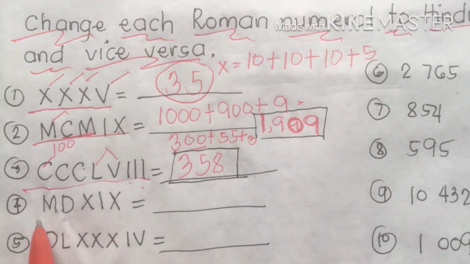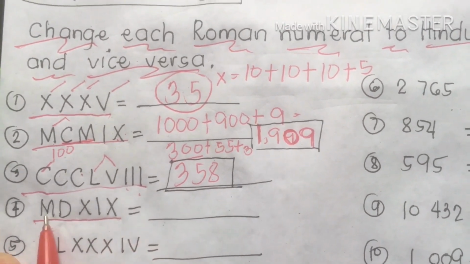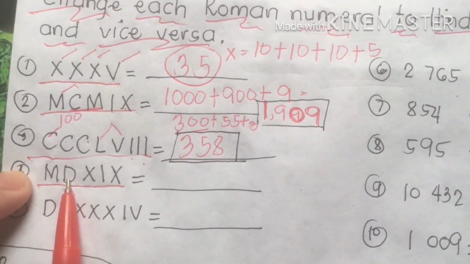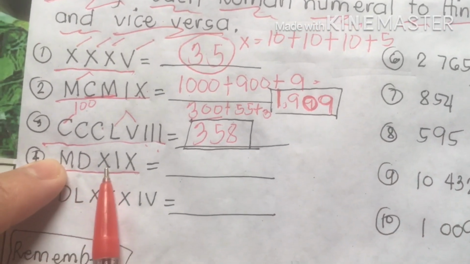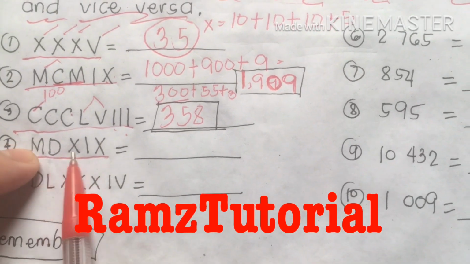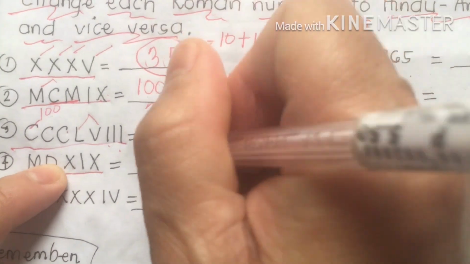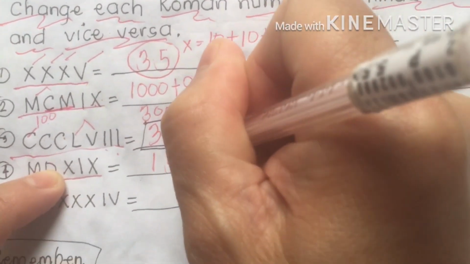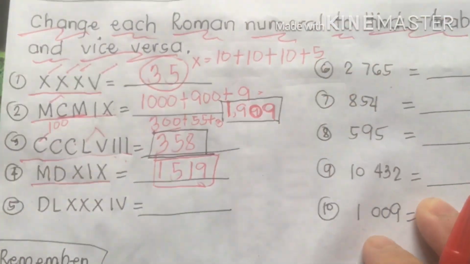Number 4, we have MDXIX. So M is 1000, D is what we called 500. So we have 1,500, guys. X is 10. So we have 1,510. And then remember, this is 9. So this is 1,519, guys. Okay. This will be our answer for number 4.